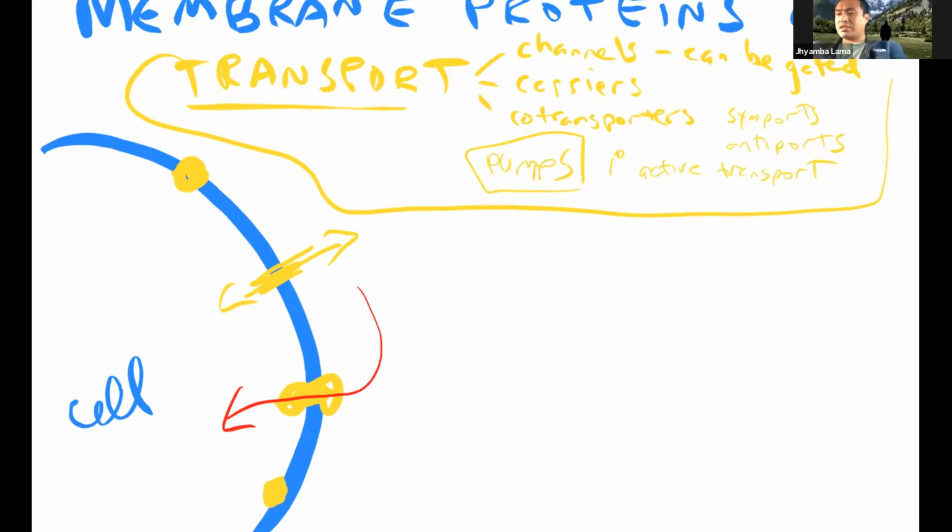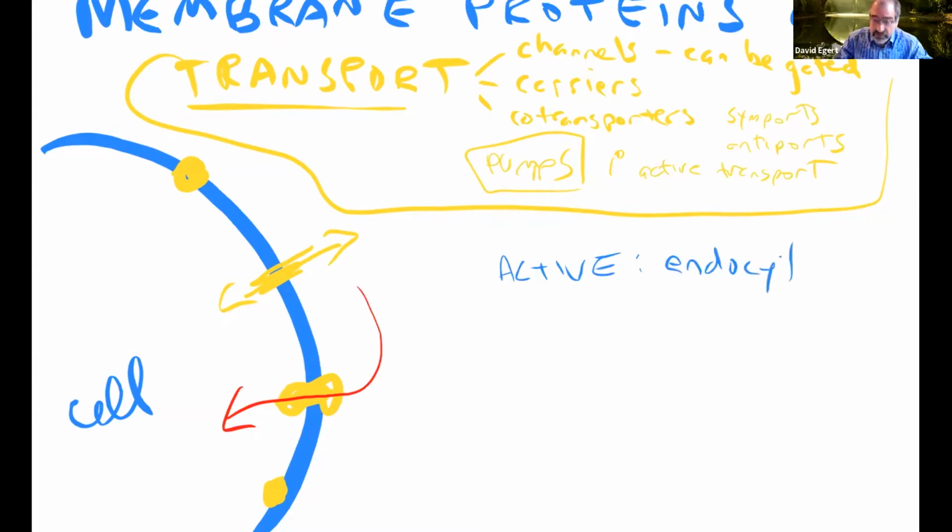Endocytosis. Say it again. Endocytosis. Yeah, exactly. Did everybody hear Jamba? Endo and exocytosis. So now would be a form of active transport, because this takes a lot of energy and machinery to make this run.